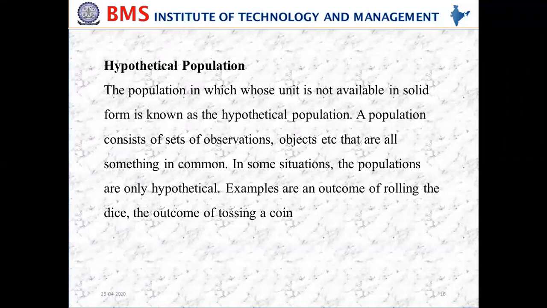A population consists of a set of observations, objects, etc., which is called a hypothetical population. So the outcome of rolling a dice is hypothetical because we don't know the exact value of it, right? You may get 1 or you may get 2 or you may get 3, 4, 5, 6. Similarly, the outcome of tossing a coin is also a hypothetical population.